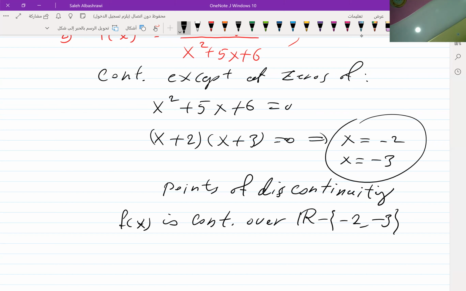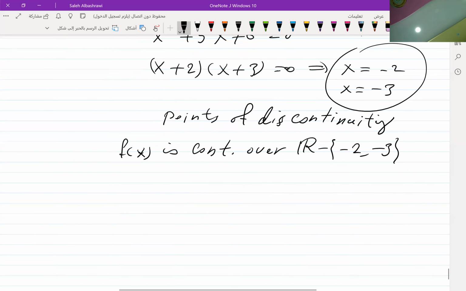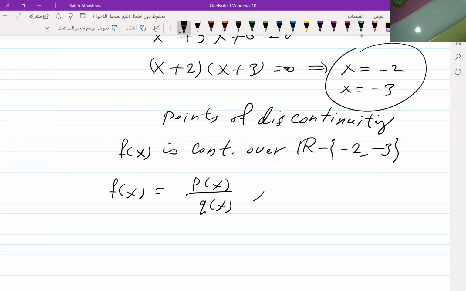Another way of writing that the function is continuous. So this function in general, the rational function is defined or is continuous everywhere except at the zeros of the denominator, where q of x equal to 0. So f of x, p of x divided by q of x, there is a condition for the rational function that q of x is not equal to 0 to be defined or to be continuous. So this is the second part of the theorem, that rational functions are continuous everywhere except at the zeros of the denominator.